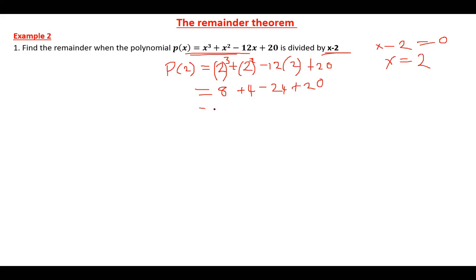So just by looking here, you can tell this is 12 minus 24, you get negative 12, plus 20, you get, I think that should be a negative 8. Is it? Sorry, it will be a positive 8. You get positive 8.